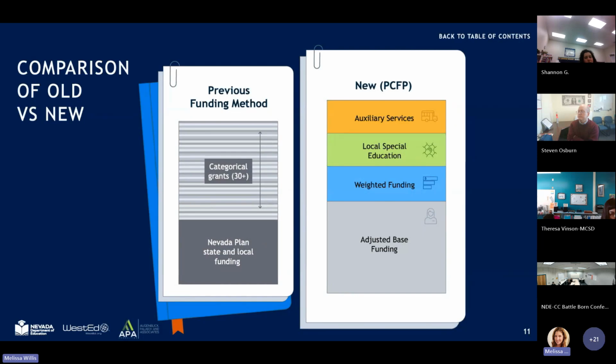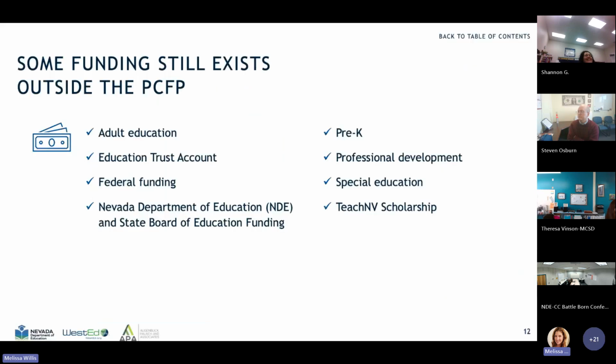Categorical funding streams are now combined into the adjusted base allocation of funding per student, adjusting for size and regional differences, or into one of the 3 weighted funding streams based on student characteristics. Local special education funding is for students with individualized education plans, or IEPs, and auxiliary services funding covers operational costs such as food service and transportation. With fewer defined spending streams, districts and school leaders have more flexibility in determining how to best meet the needs of their students.